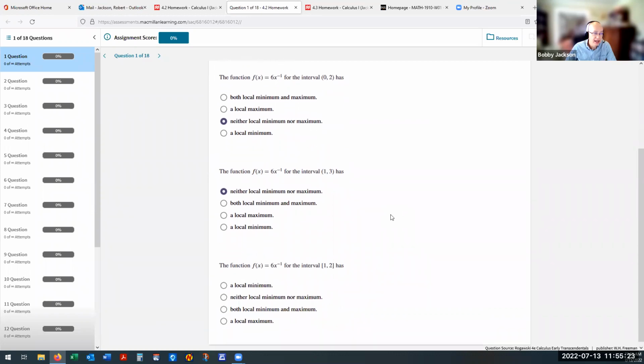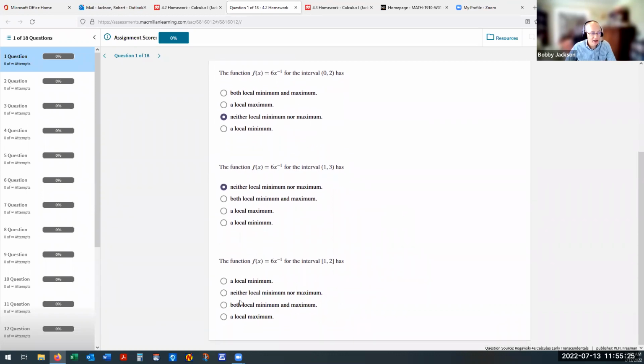And I don't like this question, because what they want you to answer is that it's both a local min and a maximum. What they should have said is both a minimum and maximum, not local. Okay, it's a little confusing the way they've written that, and I don't like that. I know what they want you to say, but technically we have a max at 1 and a minimum at 2.